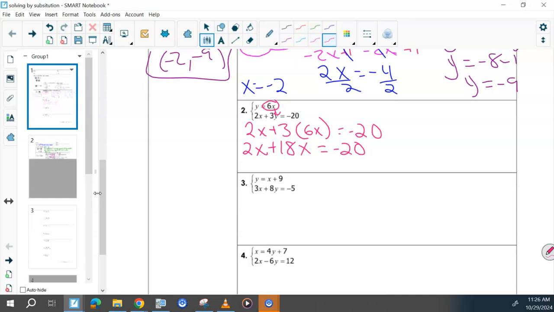What would be my next step? Combine like terms. 2x and 18x to get us 20x. And then divide 20 on both sides. So that x equals -1. Any questions so far before we go ahead and find y?